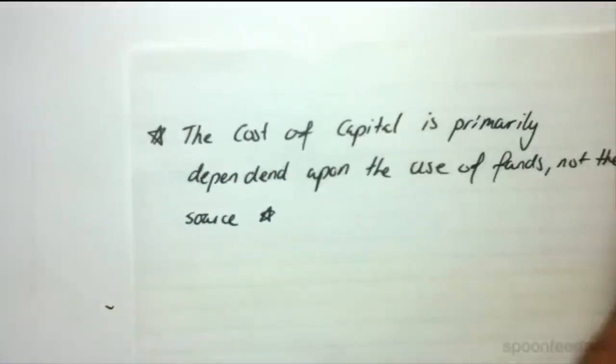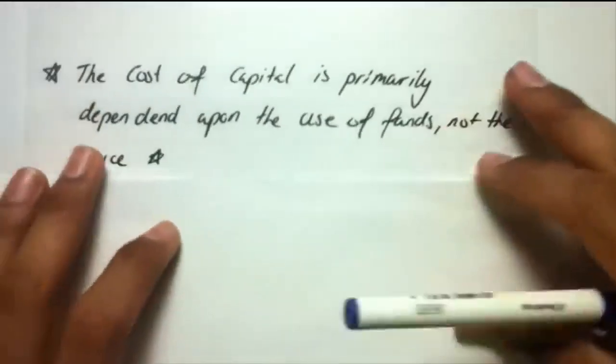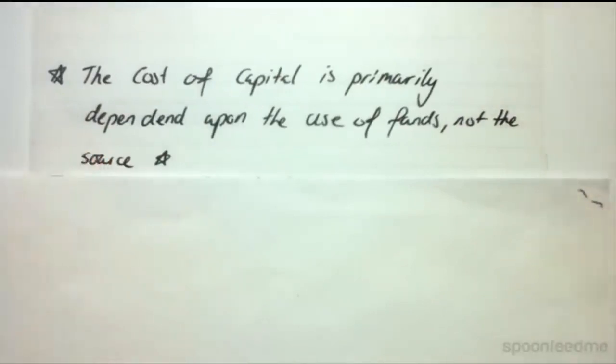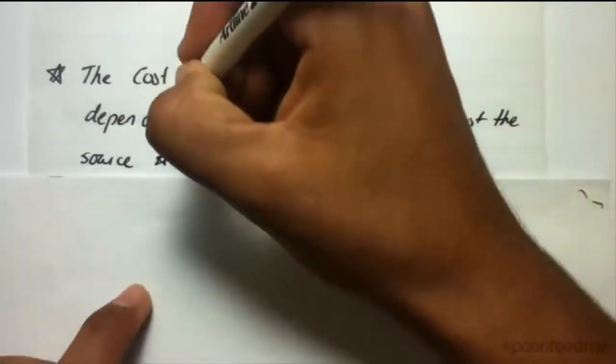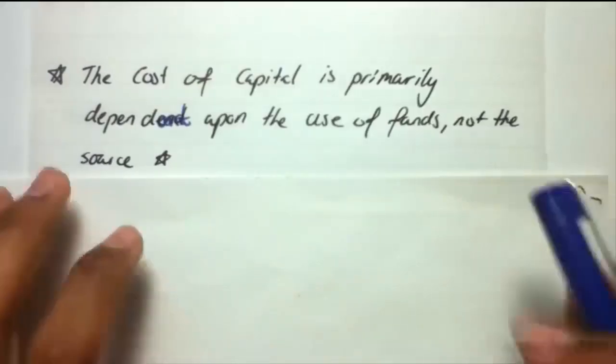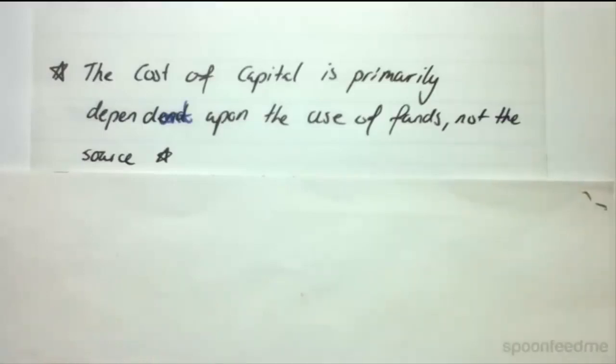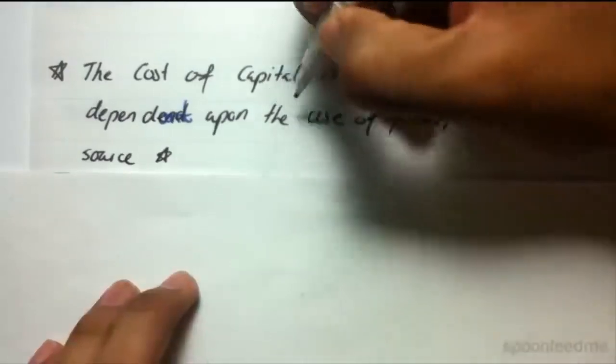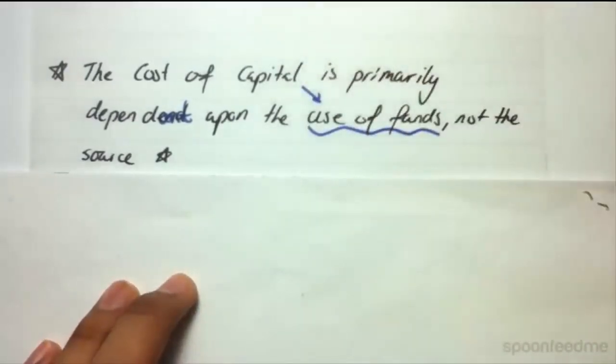Okay, now before I move on any further and look at the cost of equity, there's something important that we must remember, and one might think otherwise, but the cost of capital is primarily dependent upon the use of funds, not the source. Okay, not the source. So what do I mean by that? Well, once I have my capital, the cost of that capital is not going to depend upon who gave me the money. No, the cost of capital is going to be dependent upon how I use that capital. Okay? How I use it in risky projects.